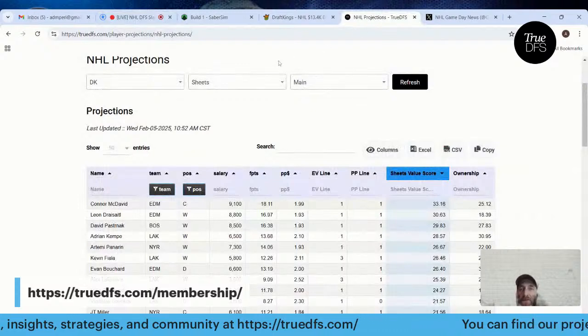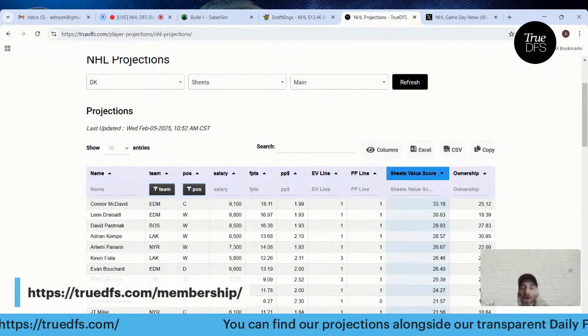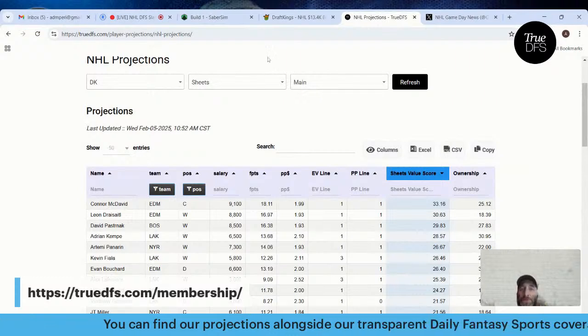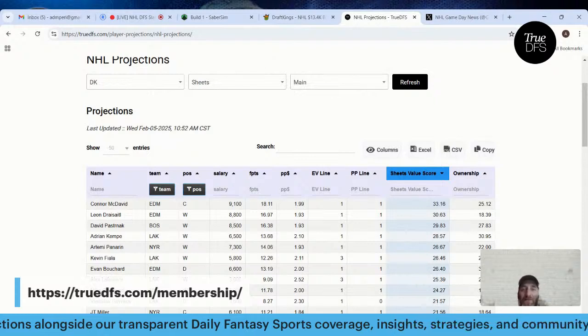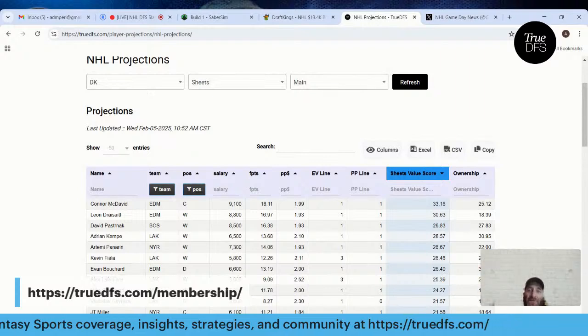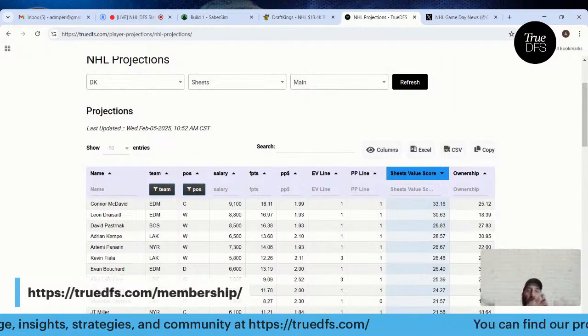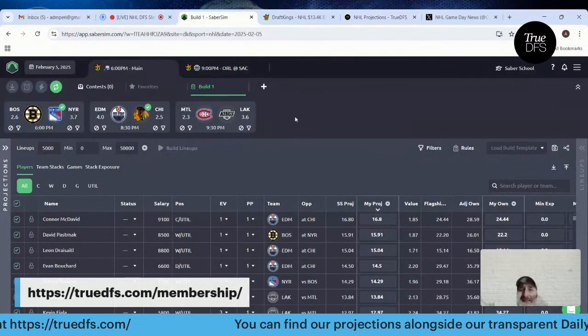This is Adam Perry with TrueDFS, and I am going to do a short video going through tonight's 3-game NHL slate. We continue to be in that kind of unfortunate pattern with the NHL scheduling where we get like 14 games in one night and then one game another night, 2 games, 3 games. So we have a pretty small slate, but I think there's a lot to talk about.